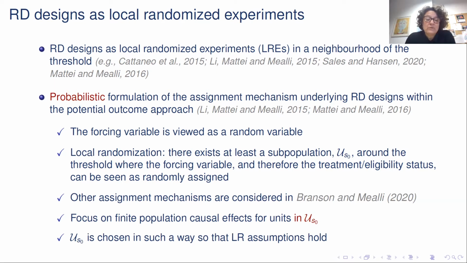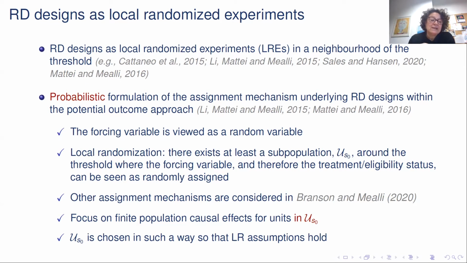on top of viewing the forcing variable as a random variable, the crucial identifying assumption is a local randomization assumption. Namely, we assume that at least a subpopulation of units exists around the threshold of the forcing variable where the forcing variable can be seen as randomly assigned. And because the eligibility or treatment is a deterministic function of the forcing variable, also the treatment status is randomly assigned for units belonging to this subpopulation.